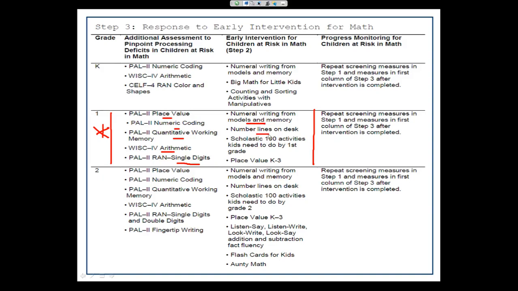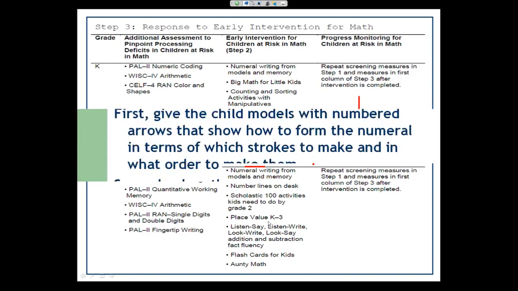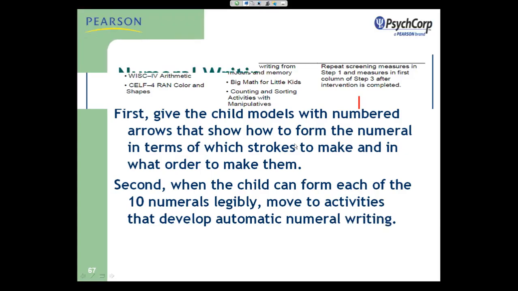Maybe there's a number line on the student's desk, the Scholastic 100 activities kids need to do by first grade. What about place value? And again, you want to make sure that you continue to monitor. So for numeral writing, for example, Dr. Berninger has listed some different recommendations.